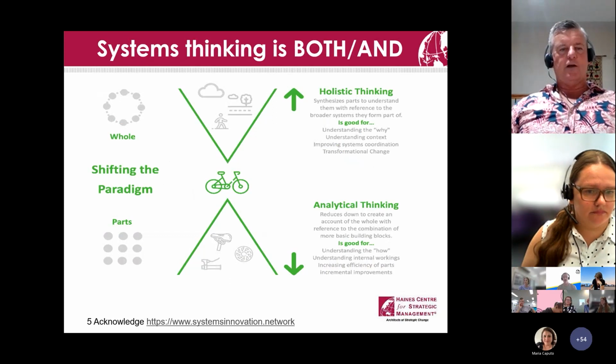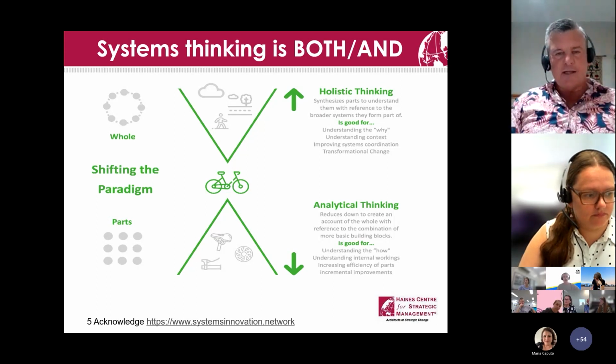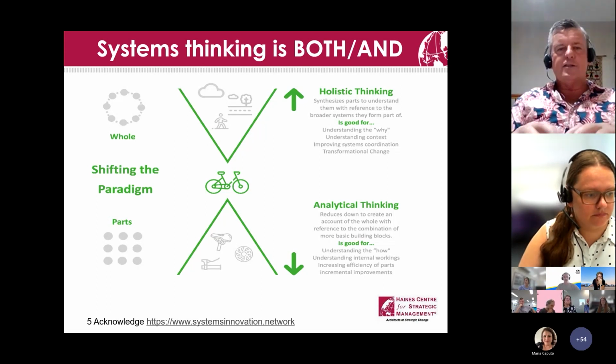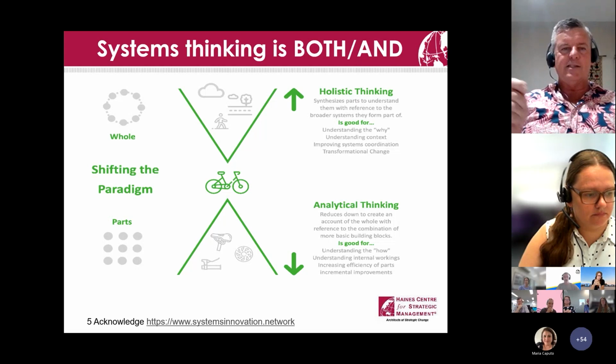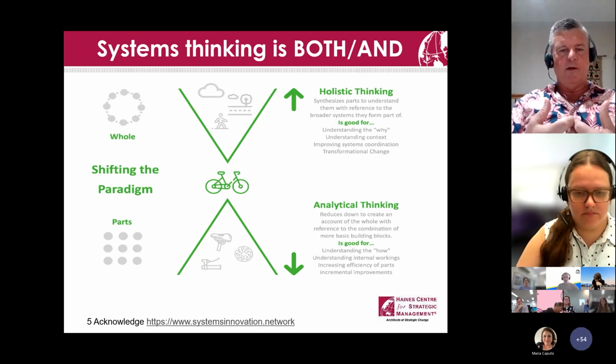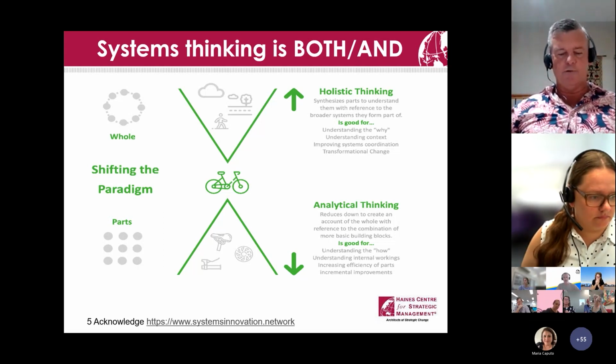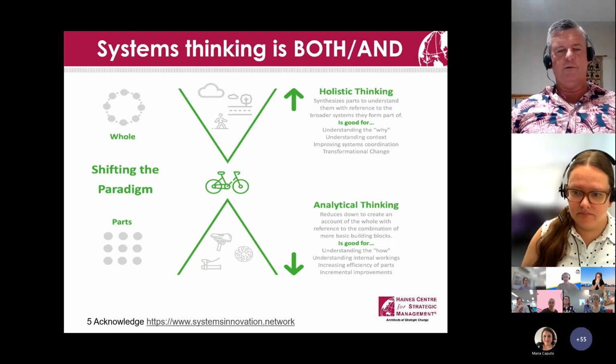Systems thinking is the combination of both of these types of thinking: the holistic top-down view of the world and the analytical understanding of the parts and how they fit together. So it's not either/or. Systems thinking is both/and, both holistic and analytical thinking combined. And it's that paradigm which I want you to hold in your head as we work our way through the slides I'm going to share with you over the next few minutes.